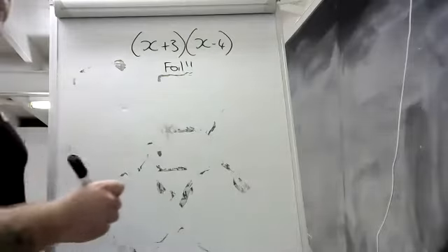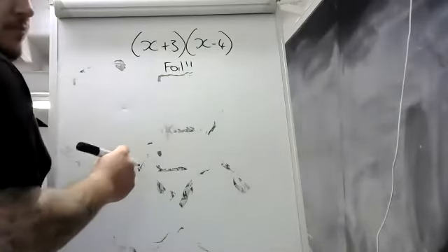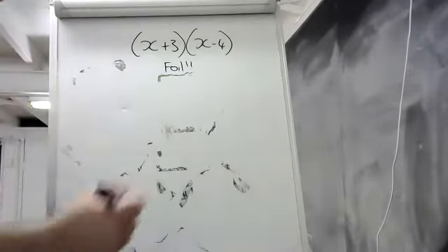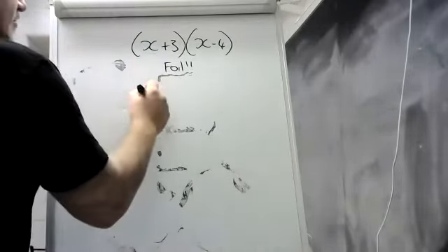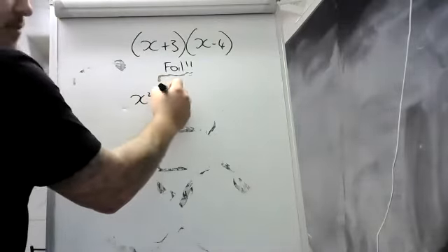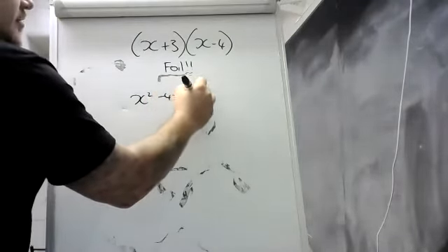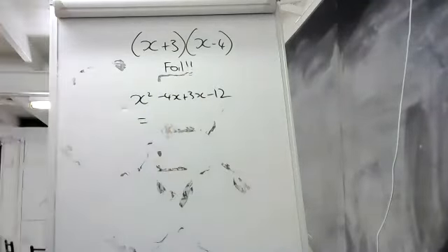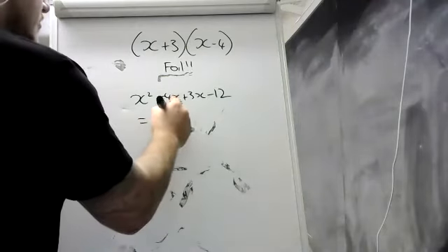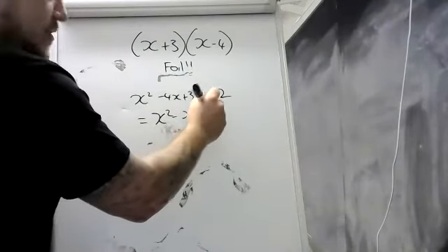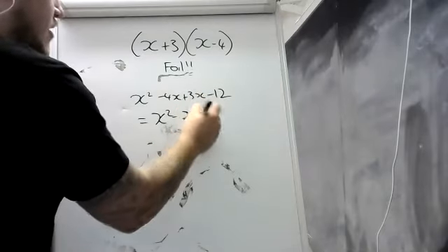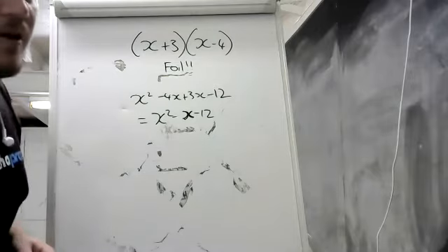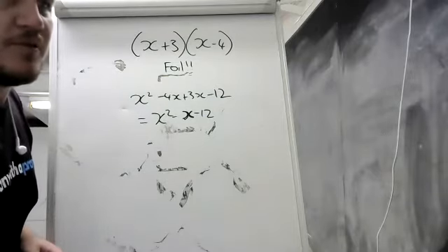x squared minus 4x plus 3x minus 12, which simplifies down to x squared minus x minus 12. Perfect. So we've got x times x, x squared, minus 4x plus 3x minus 12. We need to simplify that down to x squared minus x minus 12. We don't ever write 1x. It's implied that it's just 1. All right. Smash it through that.